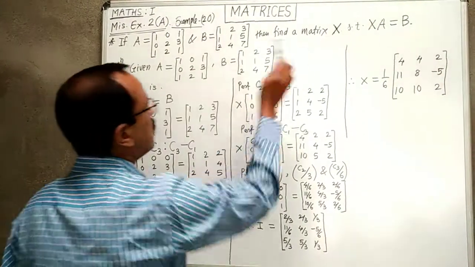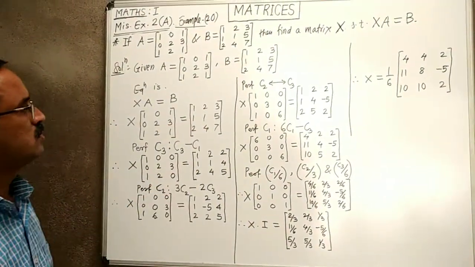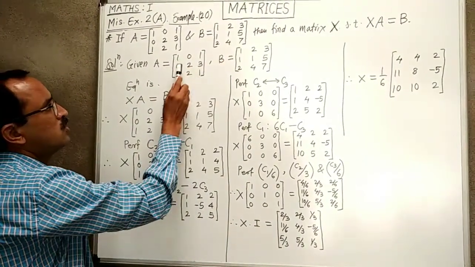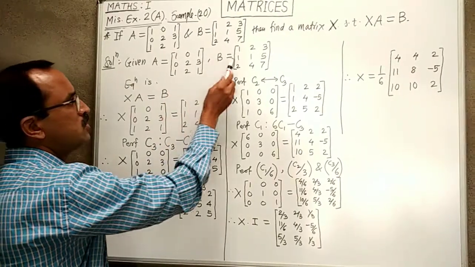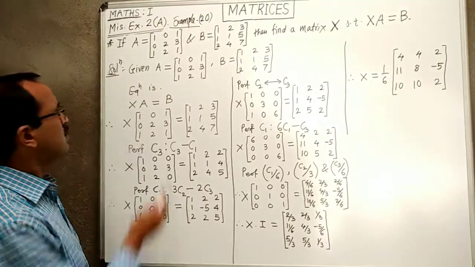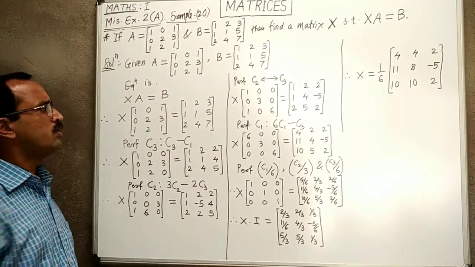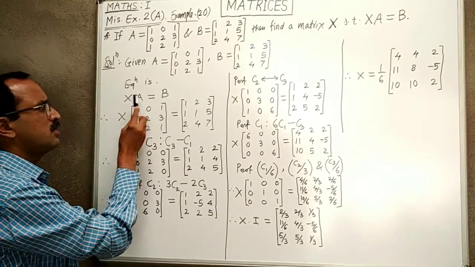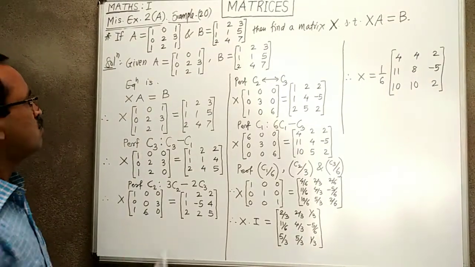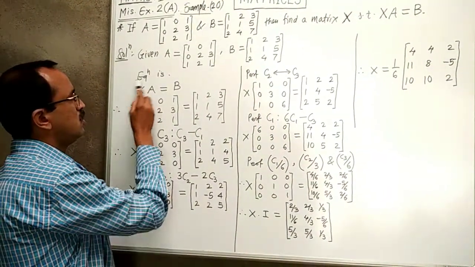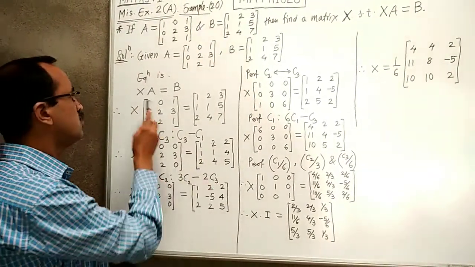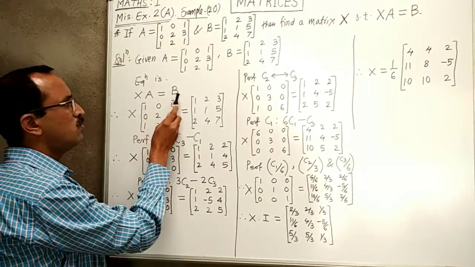Now we solve this example by transformation. Solution: given matrix A is equal to 1 0 1, 0 2 3, 1 2 1 and B is equal to 1 2 3, 1 1 5, 2 4 7. Now the given equation is XA is equal to B. Capital X is a matrix, A is also a matrix, X into A is equal to B. Now we have to find matrix X, which comes first, and the given matrix comes second. So the equation is X into A is equal to B.